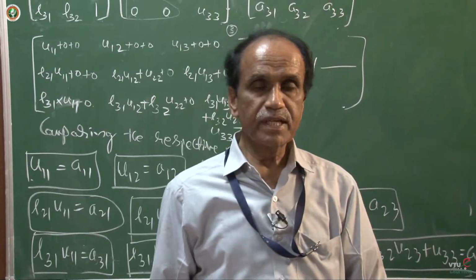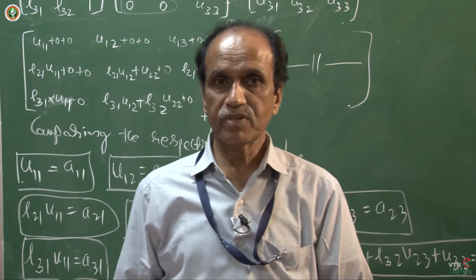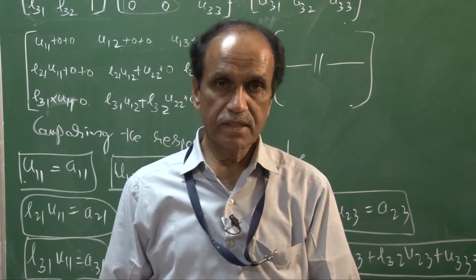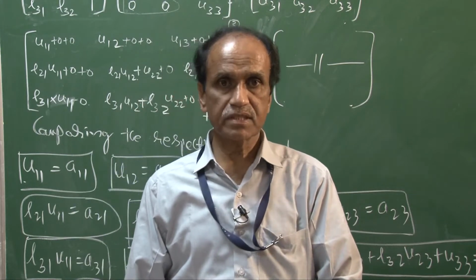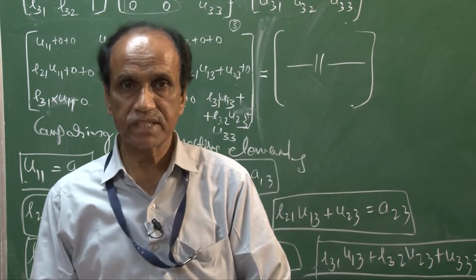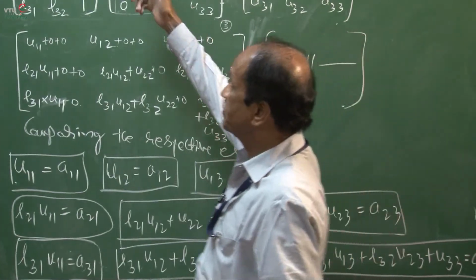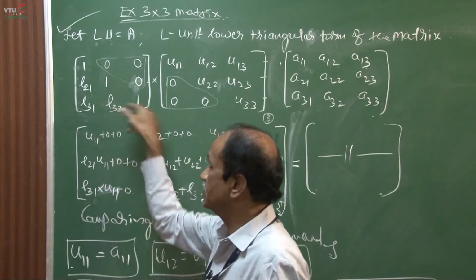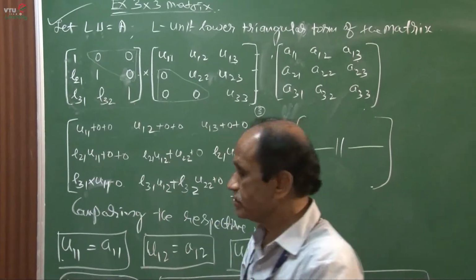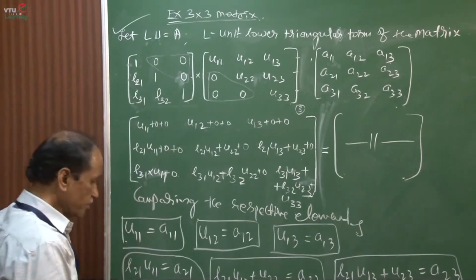Students, we were studying the LU decomposition method to solve a system of linear equations. It is also called LU factorization method, otherwise Kraut's triangularization method. The steps which we have to follow: according to the 3 cross 3 example, that is 3 rows and 3 columns, L is a unit lower triangular matrix.